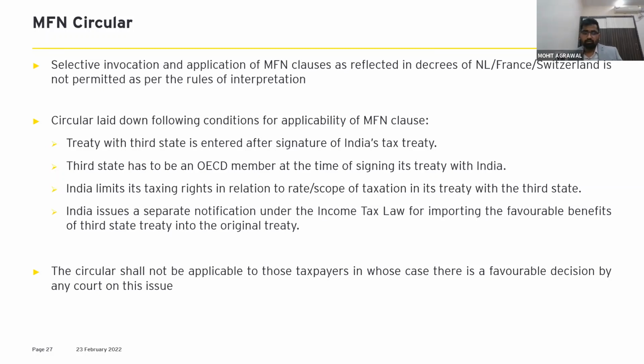The circular has also weakened its argument at a later part and said that for the taxpayers who have a favorable decision by a court on this issue, the circular may not be applicable to them. So this is an important point the circular has mentioned, and the taxpayers would need to explore any recourse that they have available from the tax courts, since in that case the circular would not be binding. So these were, quickly, the points as far as the CBDT circular is concerned.